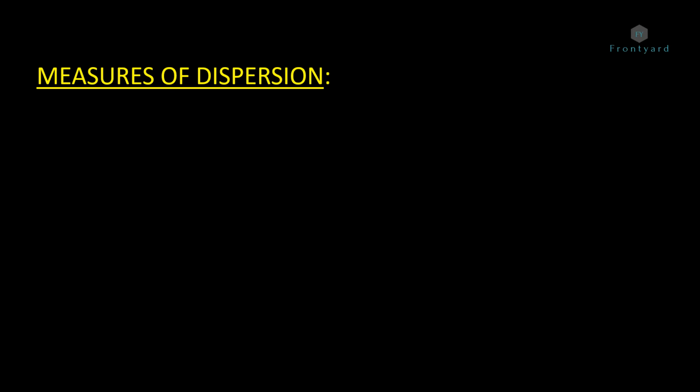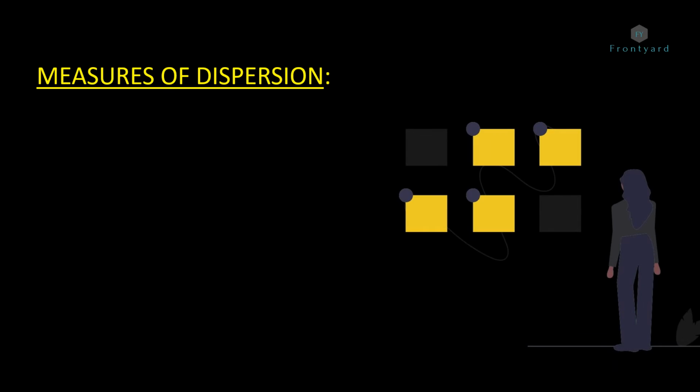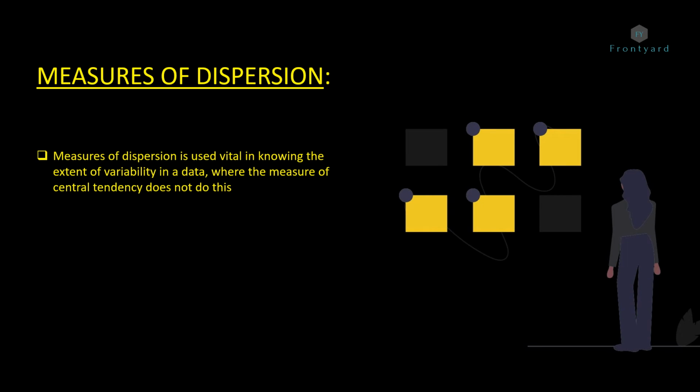Next comes measures of dispersion. Measures of dispersion are vital in knowing the extent of variability in a data, where the measure of central tendency fails. The four commonly used measures of dispersion are range, quartile, standard deviation, and variance.